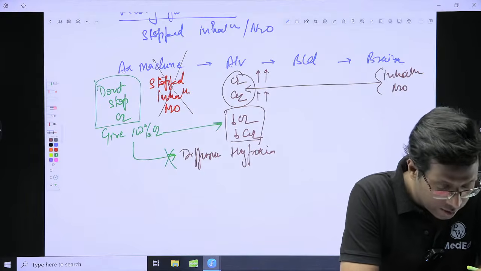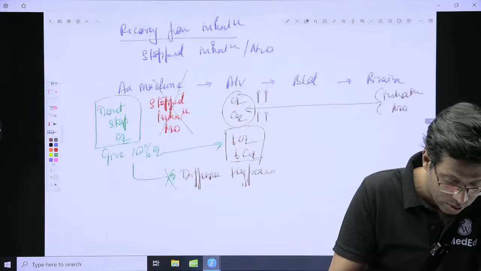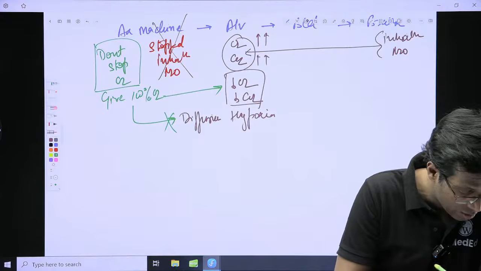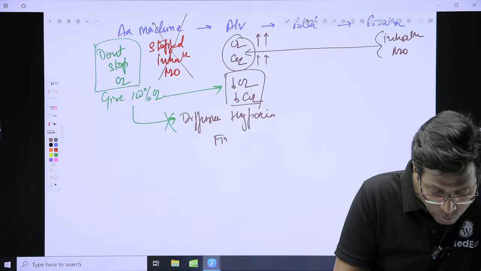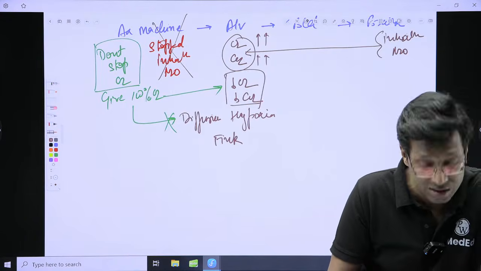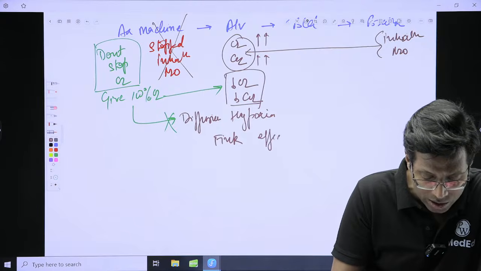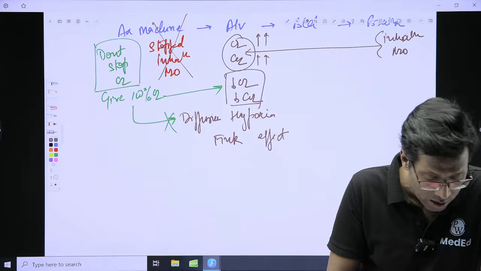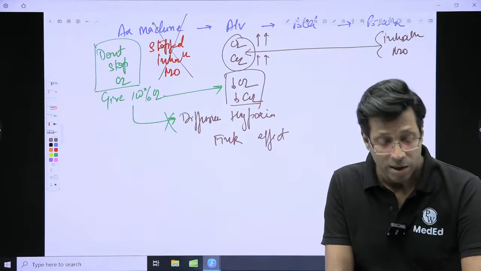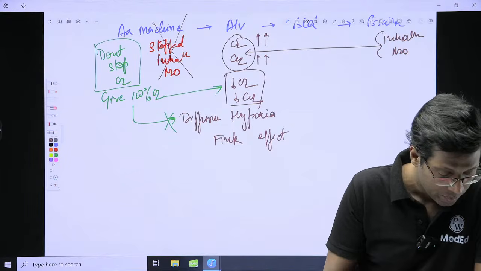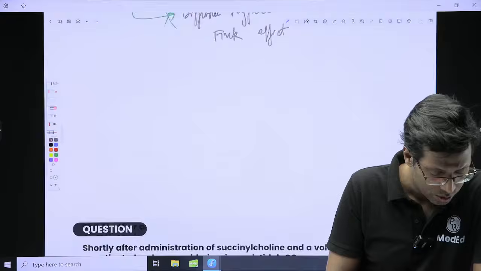Correctly said, Dr. Dhanush says it's the Fink effect. Absolutely correct. So this is called diffusion hypoxia, or it is called the Fink effect. Some books have also mentioned it as third gas effect, but normally the textbooks don't call it a third gas effect. Prefer to call it diffusion hypoxia or a Fink effect. That's it. Okay. Next question.